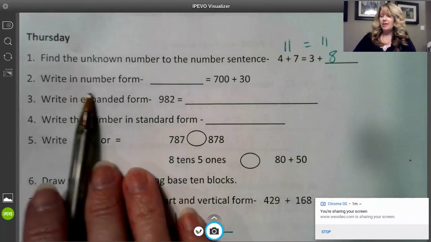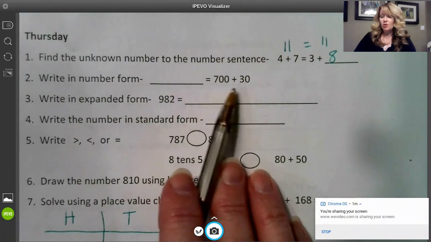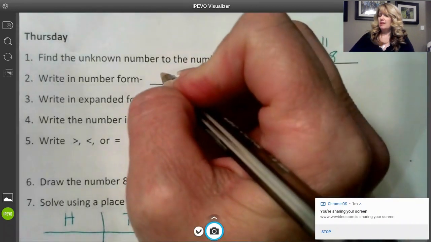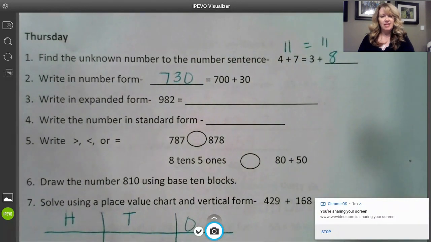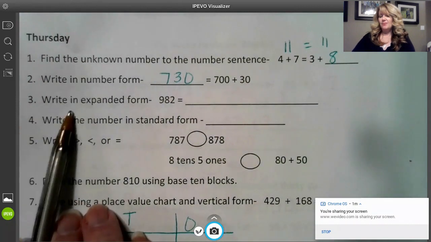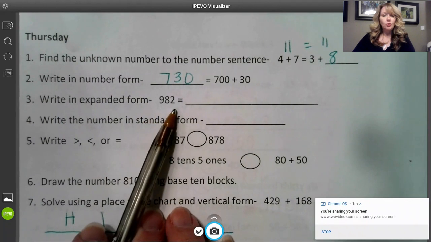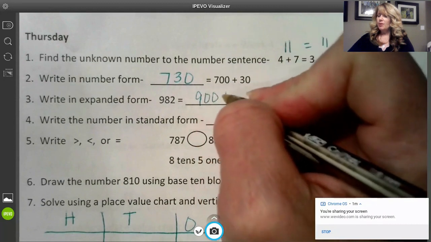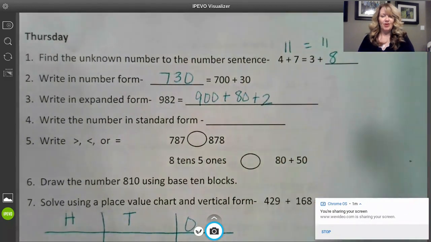Okay, number 2 says write in number form. So here we have an expanded form number, 700 plus 30. We're going to push it back together and put it as our hundreds, our tens, and our ones. 7 hundreds, 3 tens, 0 ones, 730. Okay, number 3. We're going to write this number in expanded form. So 982, when we stretch it out, is 900 plus 80 plus 2. Awesome.